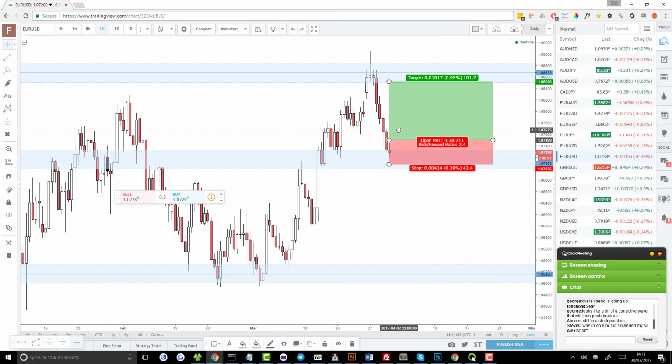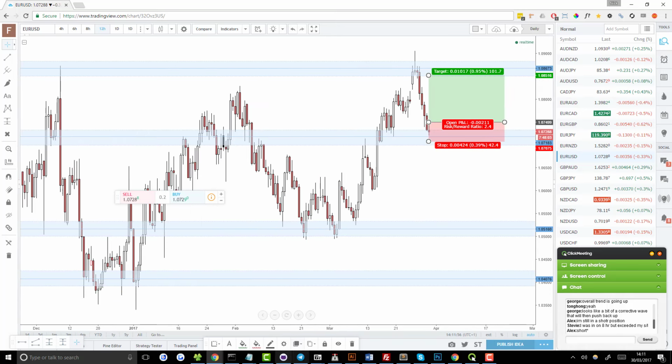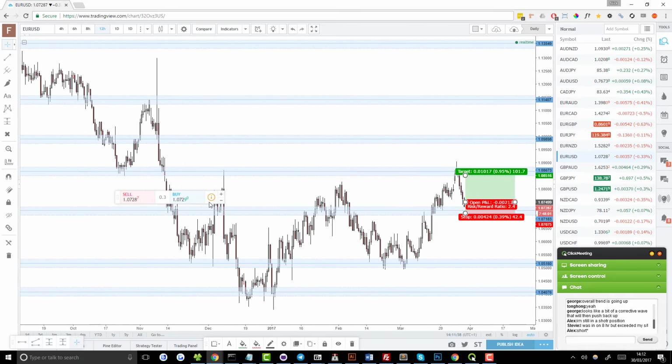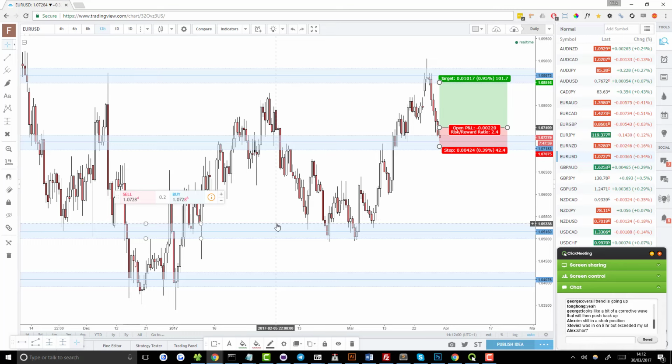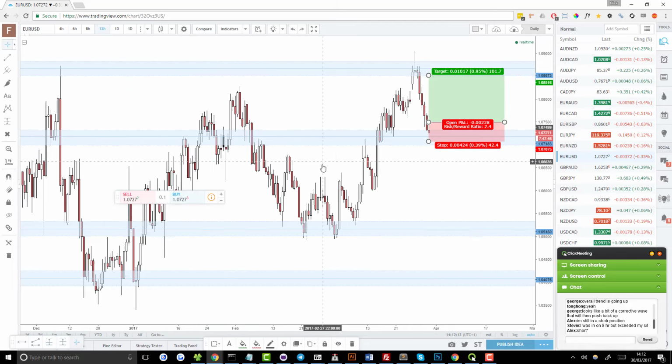Well, the fact that you're still in a short position doesn't really matter, because if the reversal triggers, then the short position should probably be exited. This is quite a common thing you get when trading reversals.